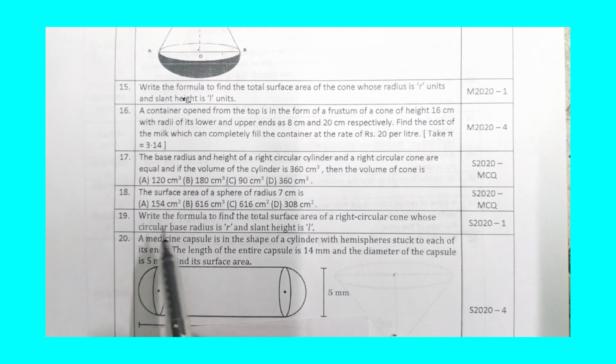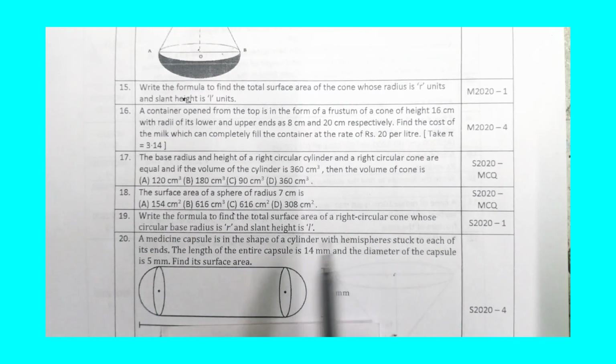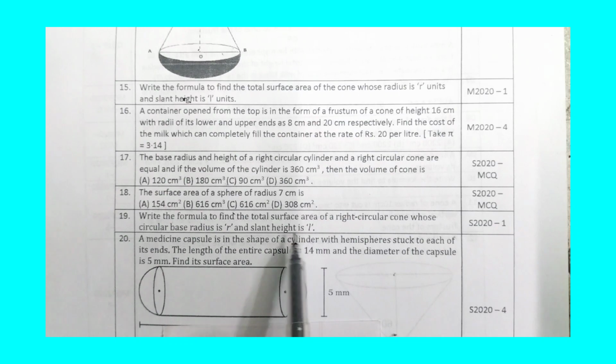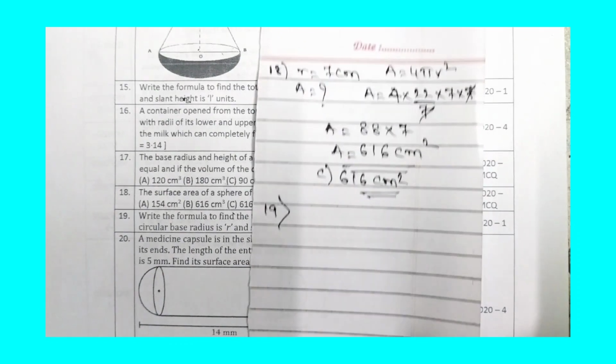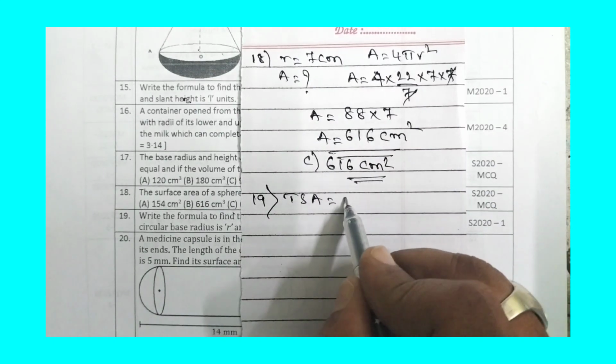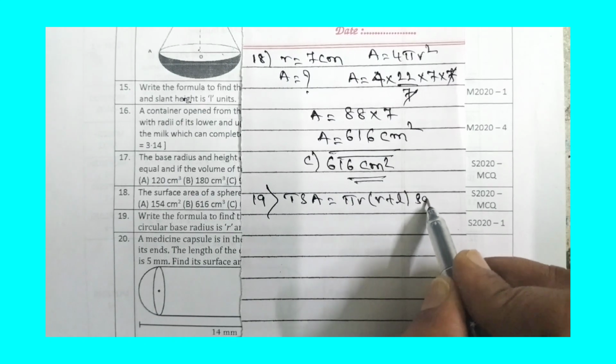The 19th question is: write the formula to find out the total surface area of a right circular cone whose circular base radius is r and slant height is L. So the total surface area of a right circular cone is equal to pi r into r plus L square units.